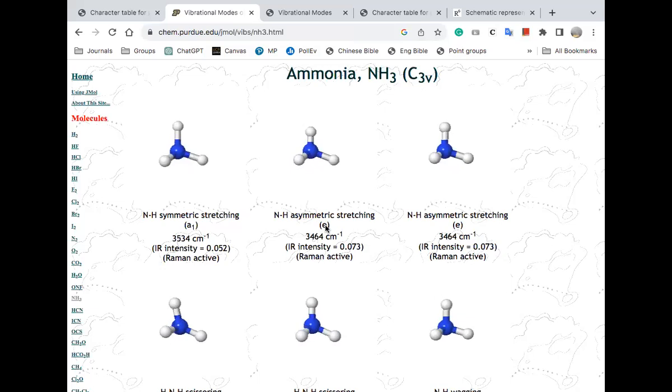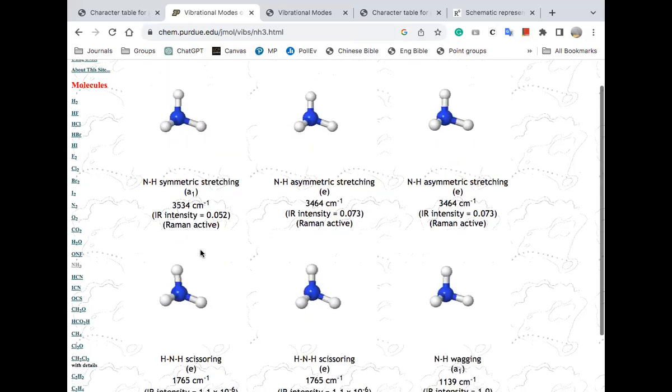These two are degenerate. They're connected by symmetry. So you see the frequency, they're exactly the same. And you can see Raman active and infrared intensity. That means all of them are Raman and infrared active.